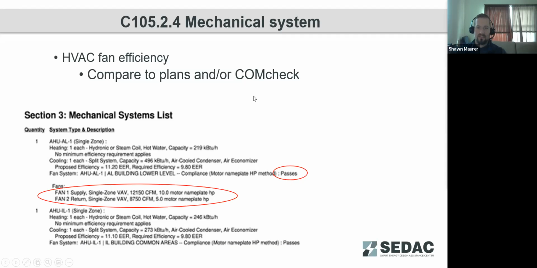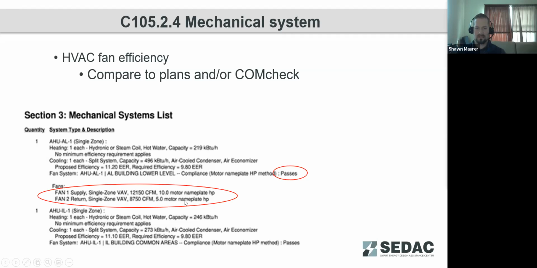As far as HVAC fan efficiency, again, going back to a ComCheck report or design documentation, looking at, did the initial fan system pass as far as, was it under the nameplate motor horsepower or brake horsepower that was listed per the energy code requirements? So we've circled here, fan 1 is supposed to be a supply fan with a motor horsepower of 10 horsepower. The return fan is supposed to be 5 horsepower. Does that match what's actually in the building, or was something different done? Did something get changed? Does it still comply with the energy code?